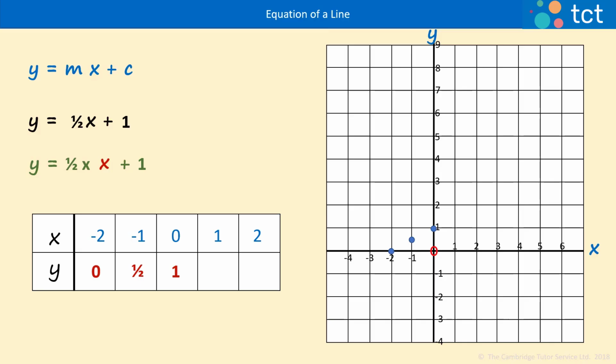Next one. This time x is 1. A half of 1 is a half. Plus 1 is 1 and a half. So if x is 1, y is 1 and a half. Put those coordinates in. X is 1, y is 1 and a half. And last one, we're saying that x is 2. A half of 2 is 1, and 1 and 1 is 2. So if x is 2, y is 2. X is 2, and 2 up.